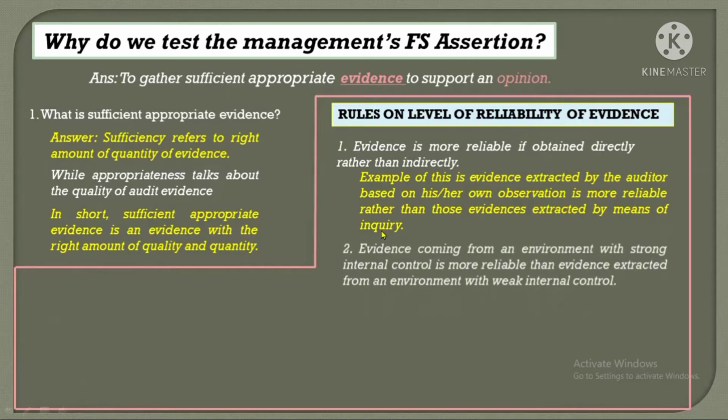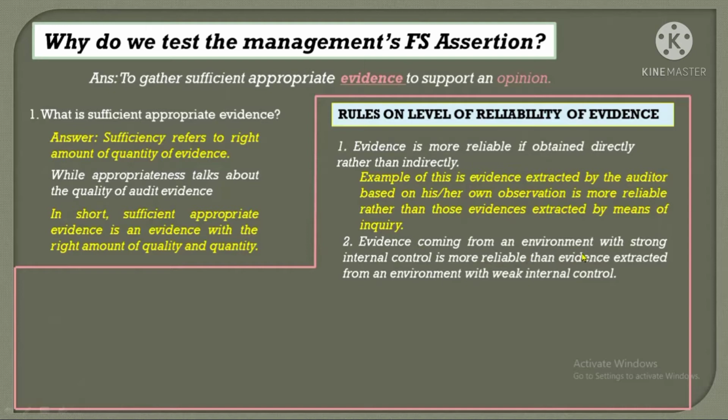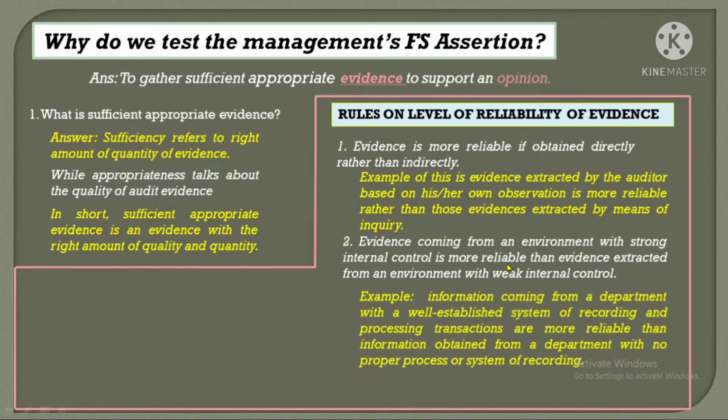So let's go to number two. Evidence coming from an environment with strong internal control is more reliable than evidence extracted from an environment with weak internal control. If you want to understand this in simple terms, I have here an example. Information coming from a department with a well-established system of recording and processing of transactions is more reliable than information obtained from a department with no proper process or system of recording.